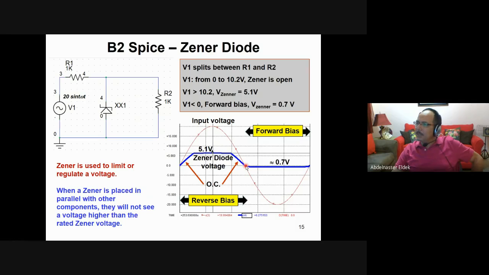And on the other side, when the voltage is negative, the negative will be connected to the negative, so this is a forward bias. Then it will act as a regular diode, so it will be a short circuit. So you do not have a voltage across the resistor, or it will be 0.7 volt for the silicon. Then the voltage here is 0.7 volt, like this.